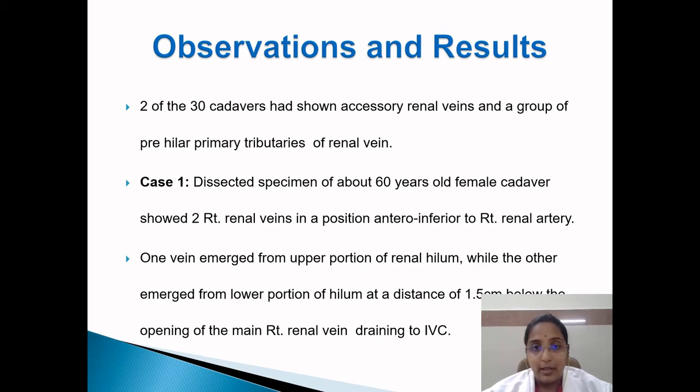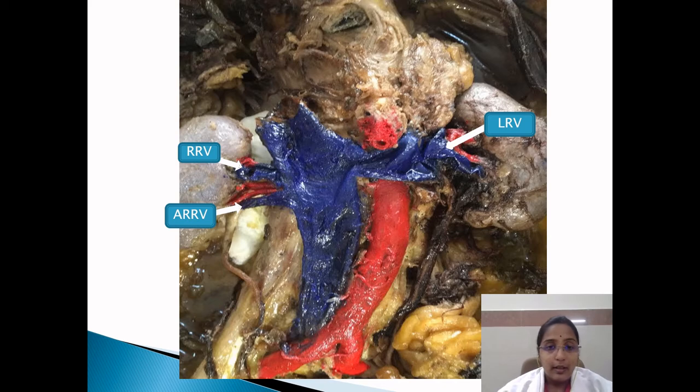This is the cadaveric picture showing the right renal vein, and this one is the accessory right renal vein, which is draining into the inferior vena cava, and this is the left renal vein. It is draining into the inferior vena cava.